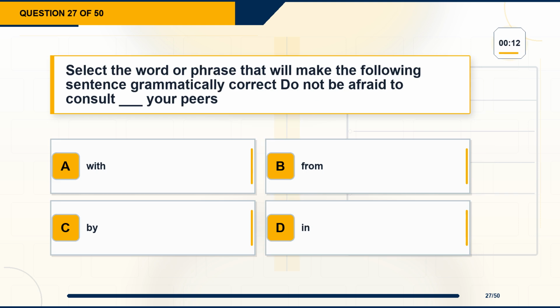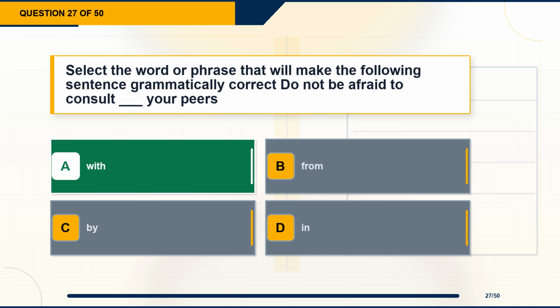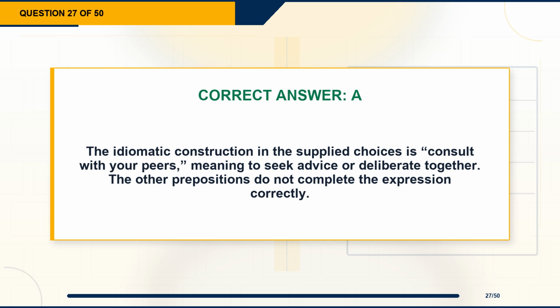Question 27. Select the word or phrase that will make the following sentence grammatically correct. Do not be afraid to consult blank your peers. Option A, with. Option B, from. Option C, by. Option D, in. The correct answer is option A, with. Explanation: the idiomatic construction in the supplied choices is consult with your peers, meaning to seek advice or deliberate together. The other prepositions do not complete the expression correctly.